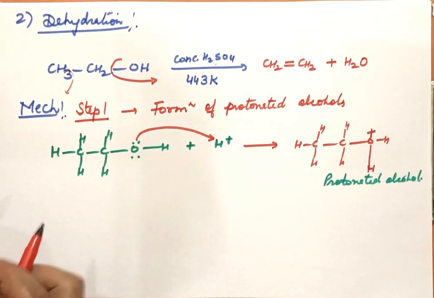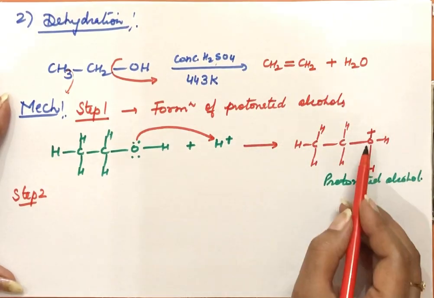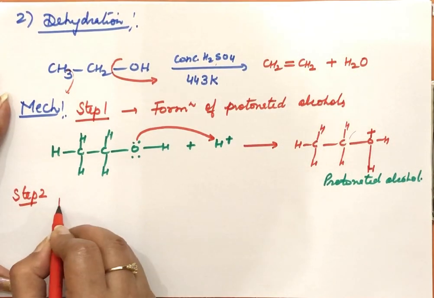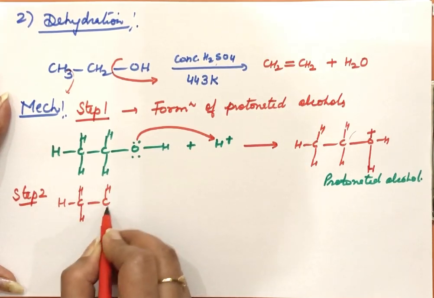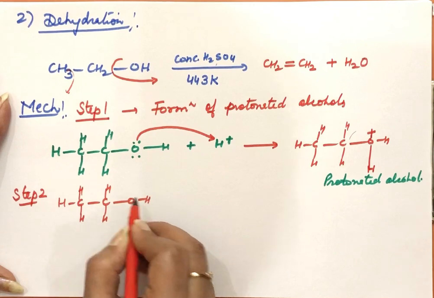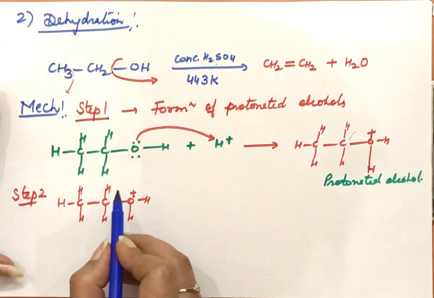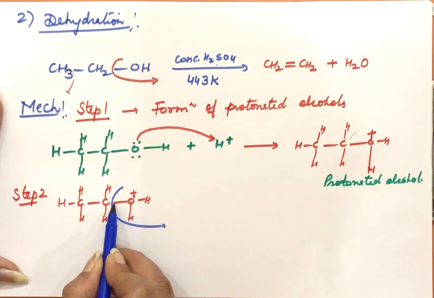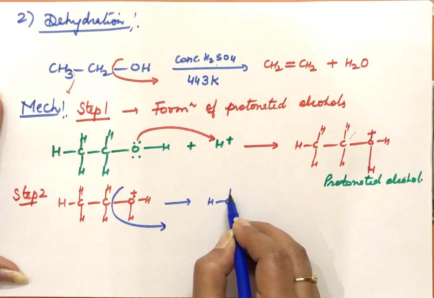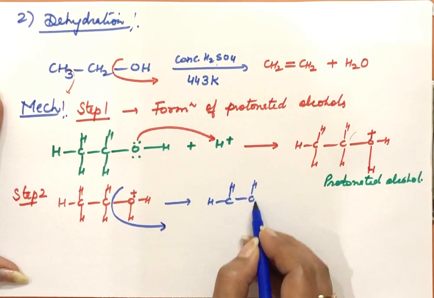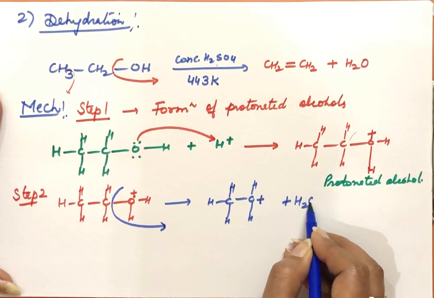Now come to step 2. In the reaction, see, there is removal of water. So from here we can remove water, and as a result of this, there is formation of carbocation. When this water comes out, this O is taking electrons from here, so this carbon will get a positive charge. That means we will get a carbocation in this step, with positive charge, plus removal of water.